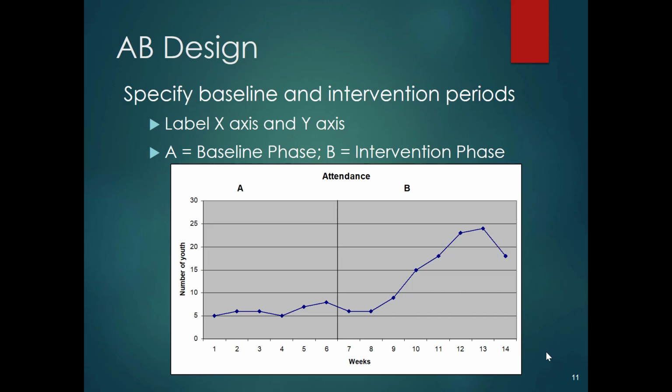That's the most simple design. The AB design measures the dependent variable during the baseline and intervention phases. So the A is used to designate the baseline phase and B is used for the intervention phase. When these data are presented in a graph, a vertical line separates the baseline phase from the intervention phase. So as you can see here, there's a line in the middle, and A over here is the baseline and B over here is the intervention.